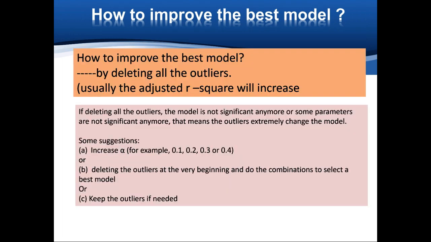However, if after deleting all the outliers, the model is not significant anymore, or some parameters are not significant anymore, that means the outliers extremely change the model. Some suggestions. A. Increase alpha, for example, 0.1, 0.2, 0.3, or even 0.4. B. Delete the outliers at the very beginning and do the combinations to select the best model. Or C. Keep the outliers if needed.